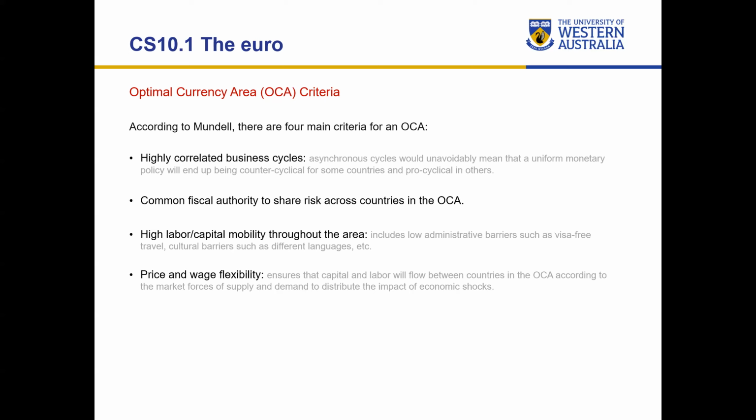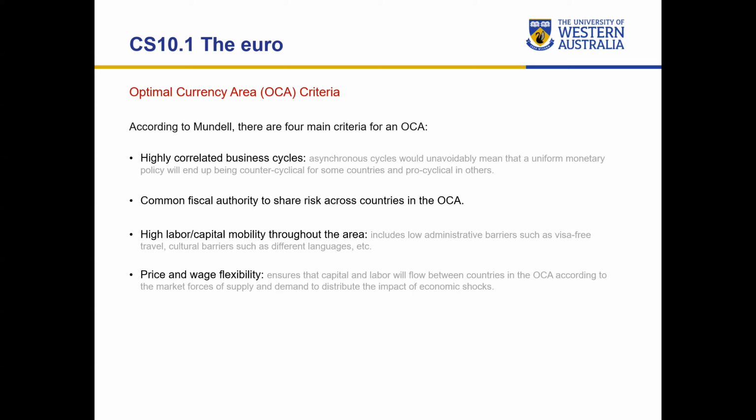Okay, so the first criteria that this group of countries must satisfy is highly correlated business cycles. What that means is that when one country is booming, ideally the other countries should be booming as well. And if one or two countries are in recession, all the countries should be in recession. So we want the business cycles to coincide of the different countries that are using this common currency or that have adopted this common currency.